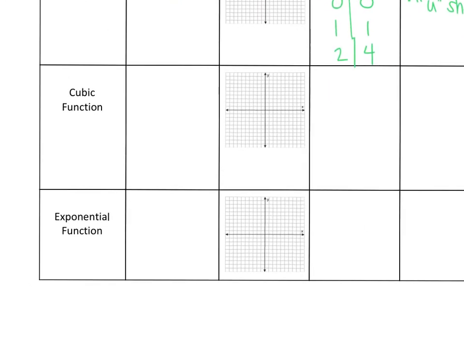The next function that we're going to talk about is a cubic function. So a cubic function is raised to the third power. So we would say f of x equals x to the third. And it kind of looks like a little squiggly line here. If we did a table to denote values and have x and f of x.